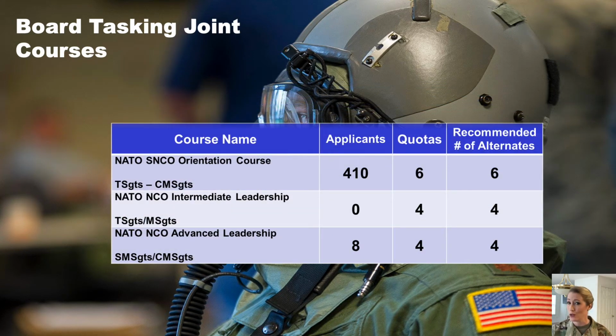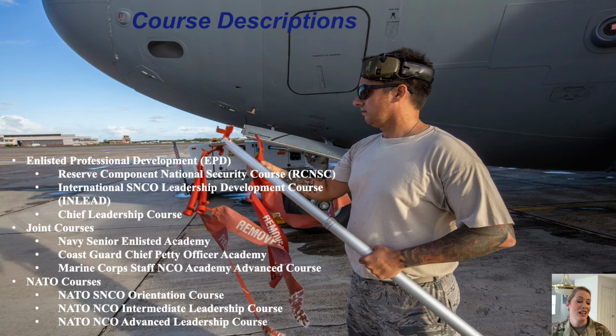For the NATO Senior NCO Orientation Course, which is the one everybody wants to go to, overseas, we usually get upwards of 400 applicants for 6 seats, and we do 6 alternates. The NATO NCO Intermediate Leadership Course is for Tech Sergeants and Master Sergeants, 4 seats, 4 alternates. The NATO NCO Advanced Leadership Course, which is for Seniors and Chiefs, 4 seats, 4 alternates.